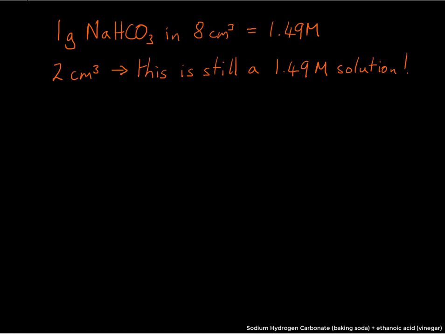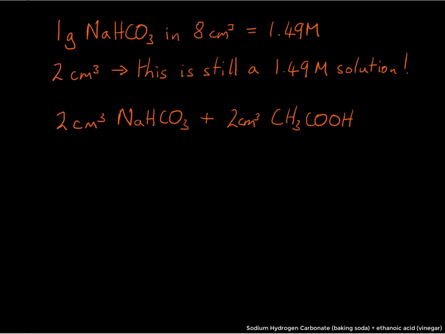So we can say if we take our 2 cubic centimeters of sodium hydrogen carbonate and we discover that it takes 2 cubic centimeters of vinegar to neutralize it, we know that this is 1.49 moles and this must be 1.49 moles, because we know from the equation 1 molecule of sodium hydrogen carbonate reacts with 1 molecule of ethanoic acid.